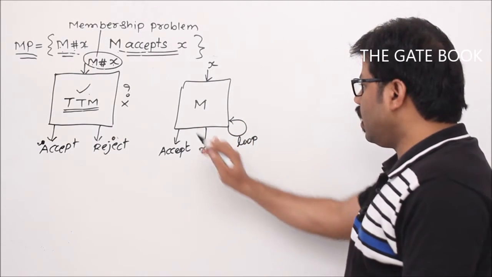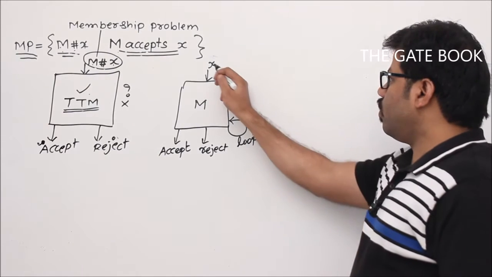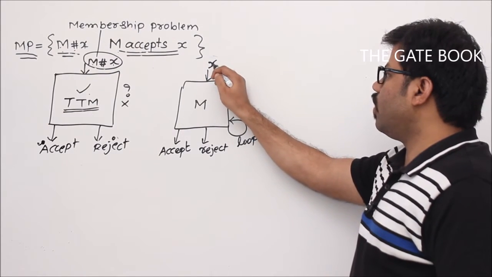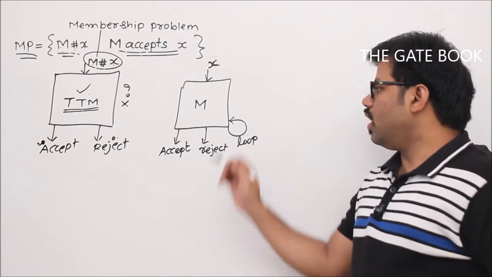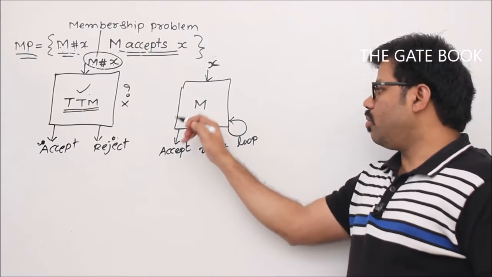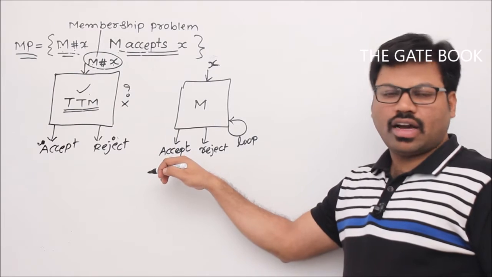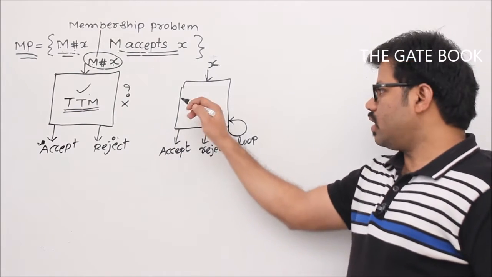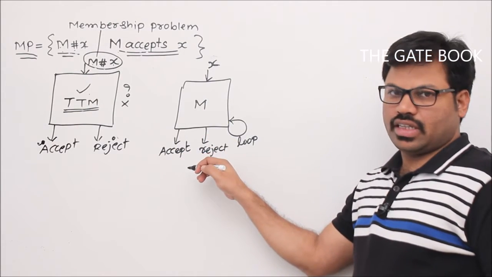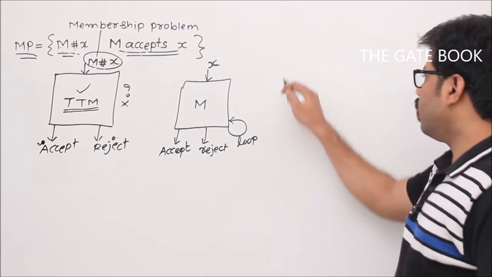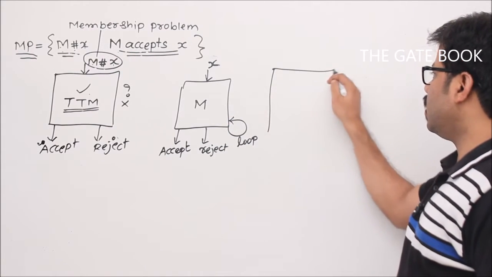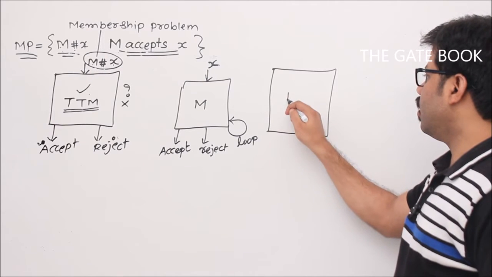Such a Turing machine is M. Okay. Now, to watch this closely, I give input X. What will this M do? Do you know anything? No. It depends on its functionality. Maybe it will come to accept state and after that it will stay there. Otherwise it will come to reject state and it will stay there. Otherwise it may be in a loop. Correct.